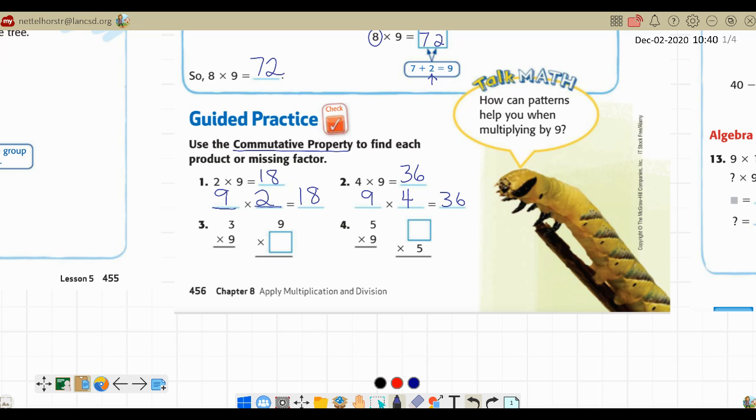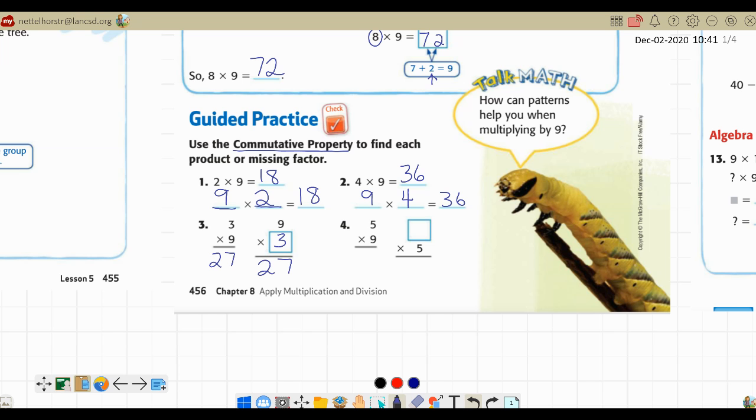3 times 9, put the answer in the box and then write the commutative property, write the other factor, and then put the answer underneath both problems. Pause the video. Okay, the commutative property of 3 times 9 is 9 times 3. And I can do my 3's skip counting, and I know that this one's 27 and this one's 27.